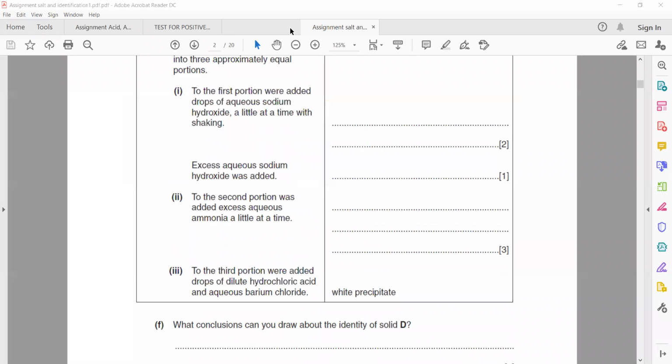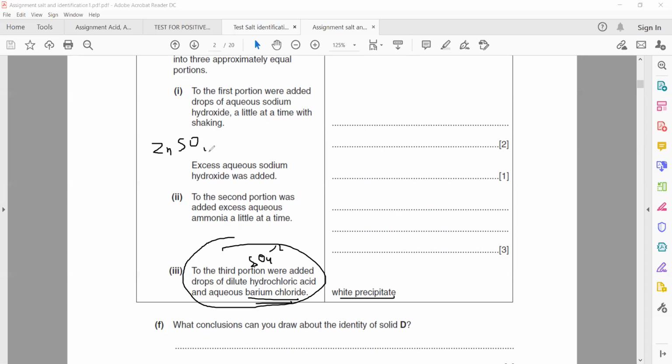To the third portion, we add hydrochloric acid followed by barium chloride. Barium chloride or barium nitrate is a test for the sulfate ion. If you get a white precipitate, it means this salt contains a sulfate ion. So you already knew there was zinc and you identify that it contains sulfate. So basically, this solid is zinc sulfate.